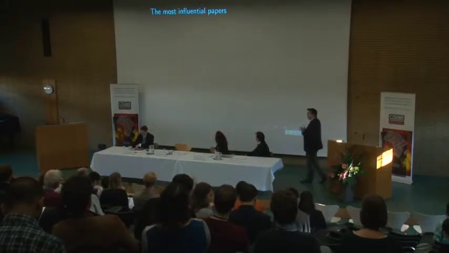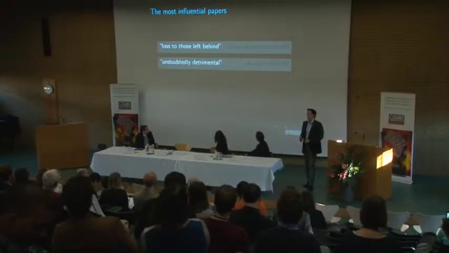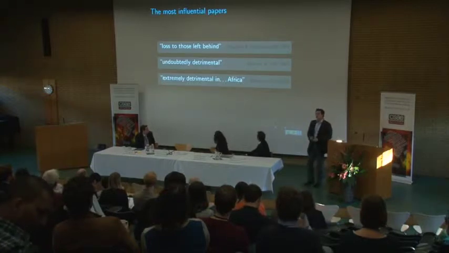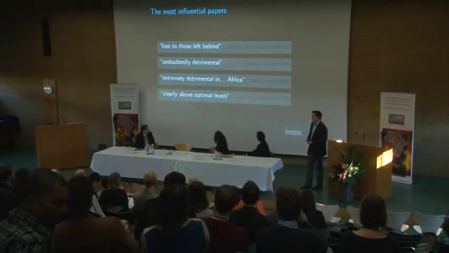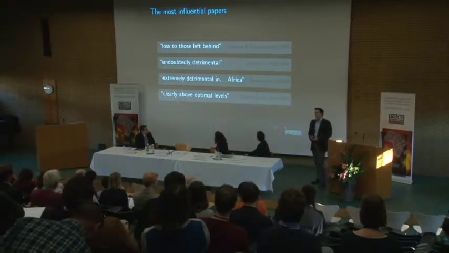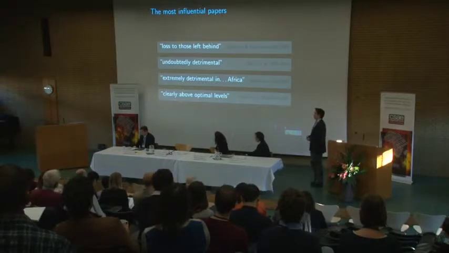So if you wanted to know what economists think about skilled migration and development, you might go to Google Scholar, look up the most cited, most influential papers on this subject, and here's what you'd find. You would find that skilled migration is a loss to those left behind. You'd find that it's undoubtedly detrimental, that it's extremely detrimental in Africa, and that it's clearly above optimal levels. Most cited, most influential papers take a very dark view of skilled migration for sure.